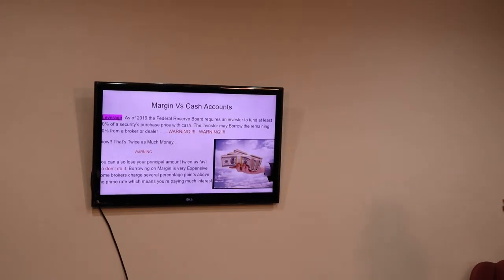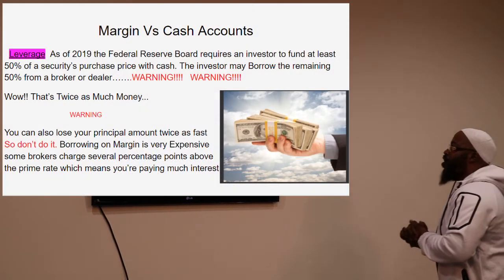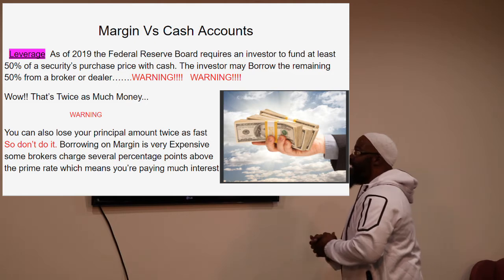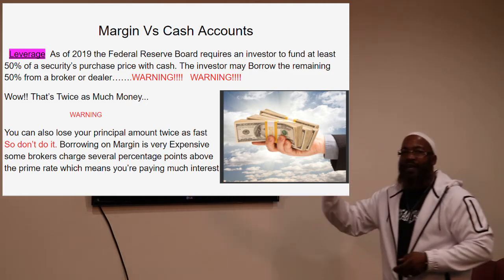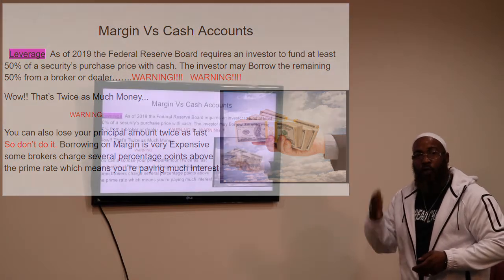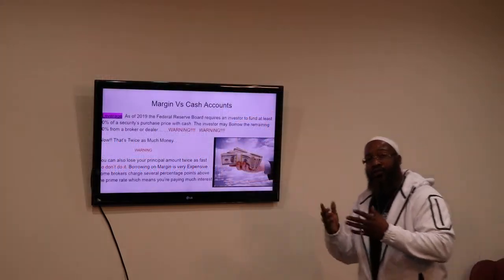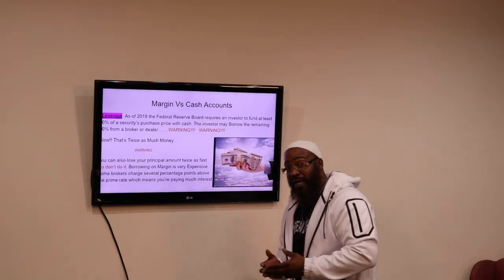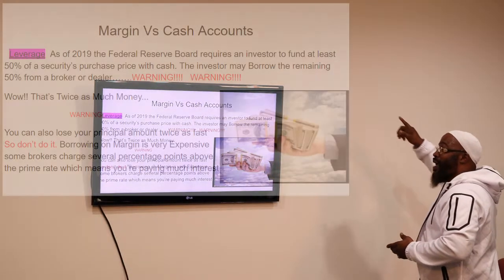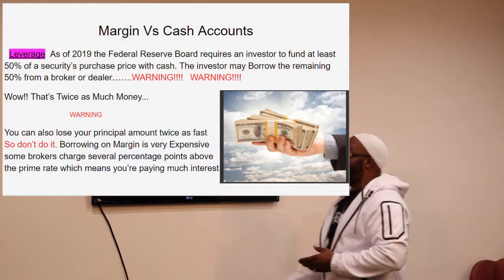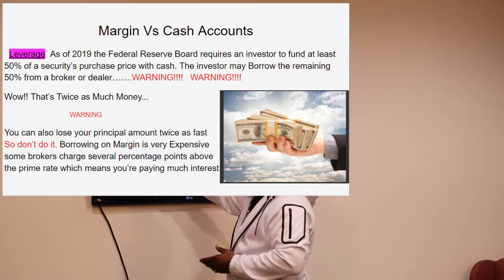Leverage. As of 2019, the Federal Reserve Board requires an investor to fund at least 50% of a security's purchase price with cash. You are required to use 50% of your money to purchase a security, and the investor may borrow the remaining 50% from a broker or a dealer.